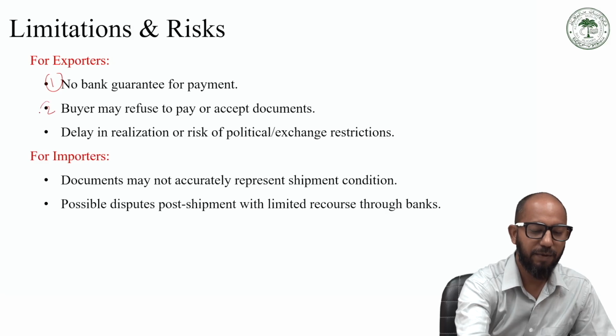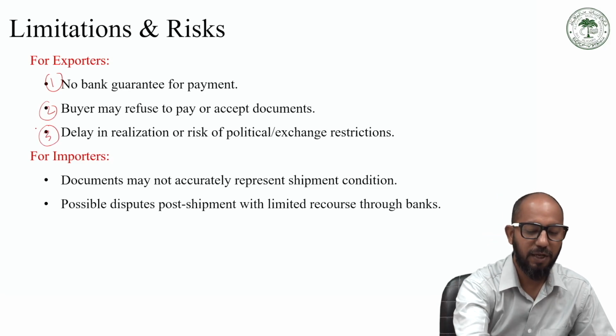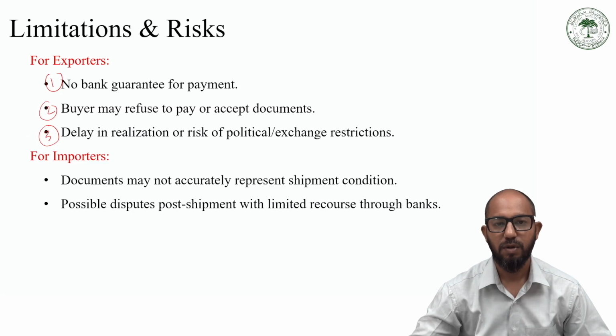The second limitation is that the buyer may refuse to pay or accept documents. This is a kind of default situation from the buyer's perspective, and this may create distrust between exporter and importer. The third limitation is the delay in realization or risk of political or exchange restrictions. At times, political turmoil happens which may restrict the trade. This may delay the realization and create lots of problems for the parties of the trade.